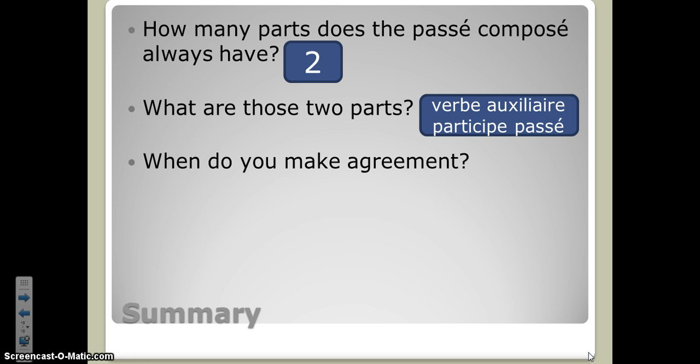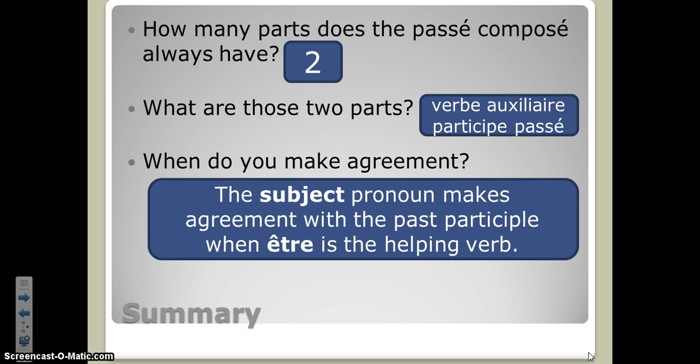And when do you make agreement? Now, this is something that I do want you to write down word for word, because it's not just to say, oh, when you use être. I need you to know specifically that you make agreement when you use être, but it's the subject pronoun that makes agreement with the past participle when être is a helping verb. So I want to emphasize that the subject pronoun, the thing doing the action, is what makes agreement with the past participle. And it's only when être is the helping verb.